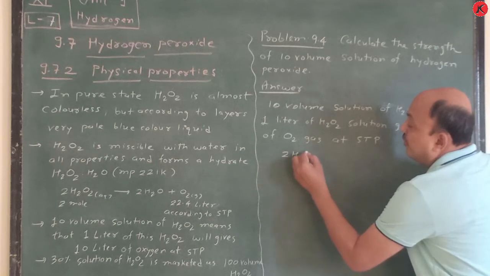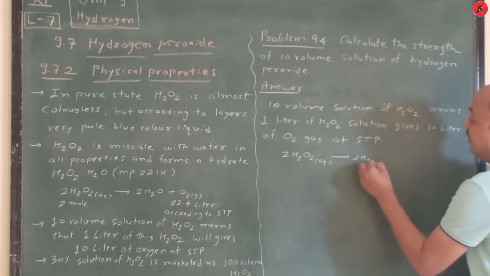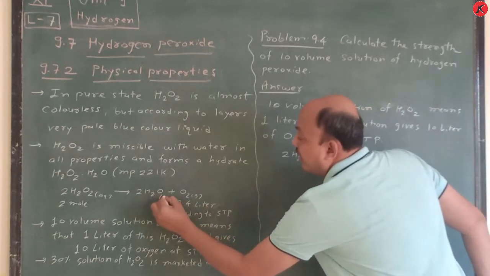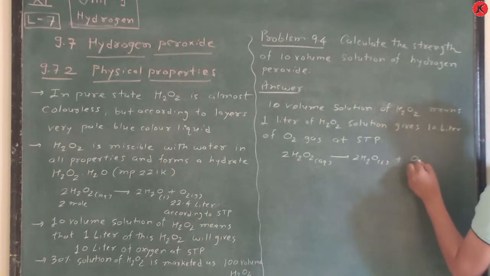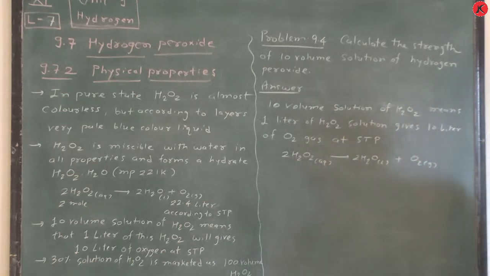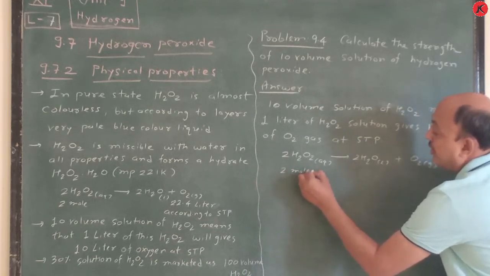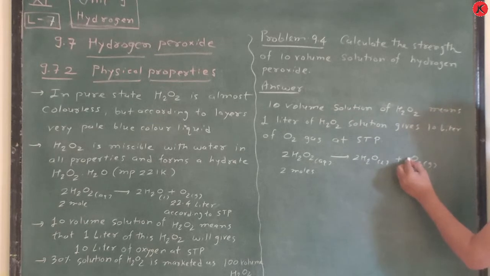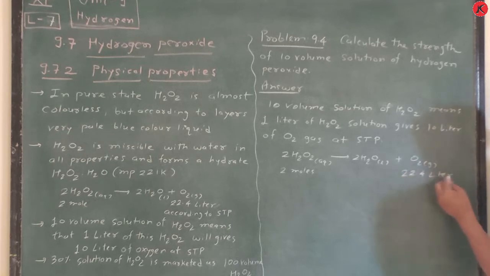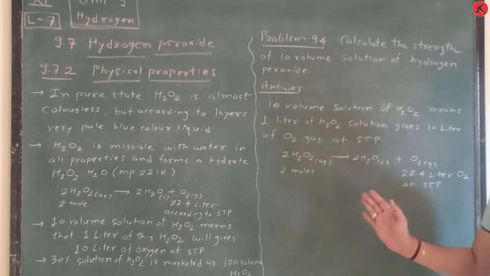Once again we write this reaction. Here 2H2O2 is converted into 2H2O, here liquid, here also liquid, plus O2 gas. Here just you see, according to the molecular mass of this H2O2, if you calculate, then here it is known as 2 moles, remember. So 2 moles of H2O2 is there, and here 22.4 liter O2 at STP.